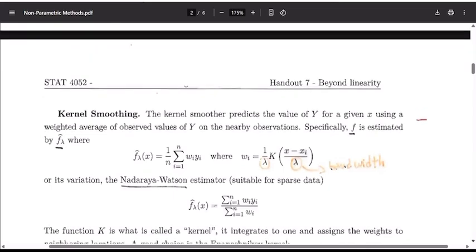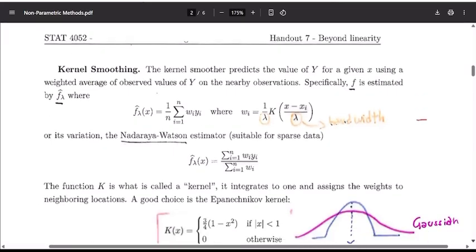Now we have a common way. There's a particular smoothing method that is common, called kernel smoothing. The kernel smoother will predict the value of the response. Here, the response variable is wage. It predicts the value of the response for a given value of age, using a weighted average of the observed values of y on the nearby observations.